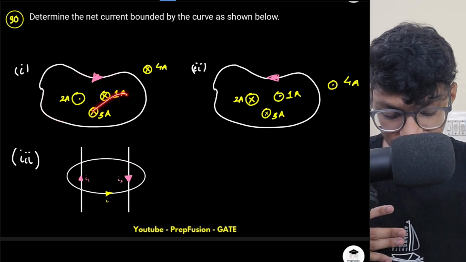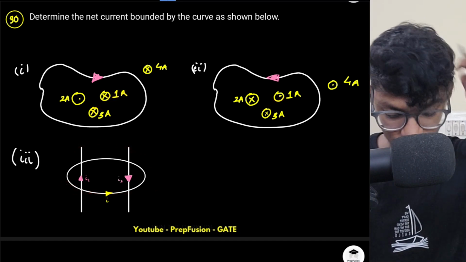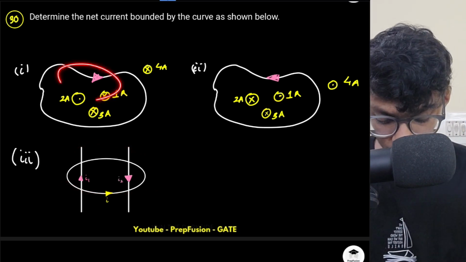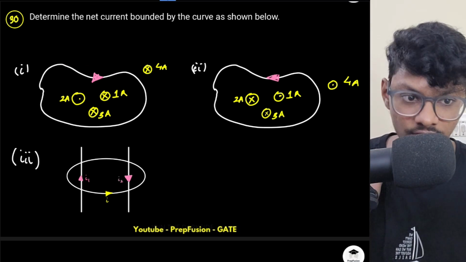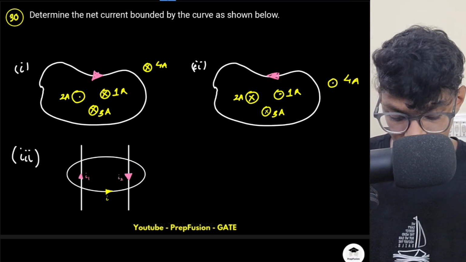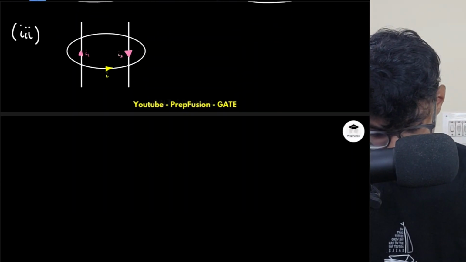Correct. So here also pause the video and try it out by yourself: what is the net current that is passing through this closed loop? Just try to identify the orientation of the loop, and from there identify what is the positive and what is the negative, and then find out the answer. I will solve the first one.